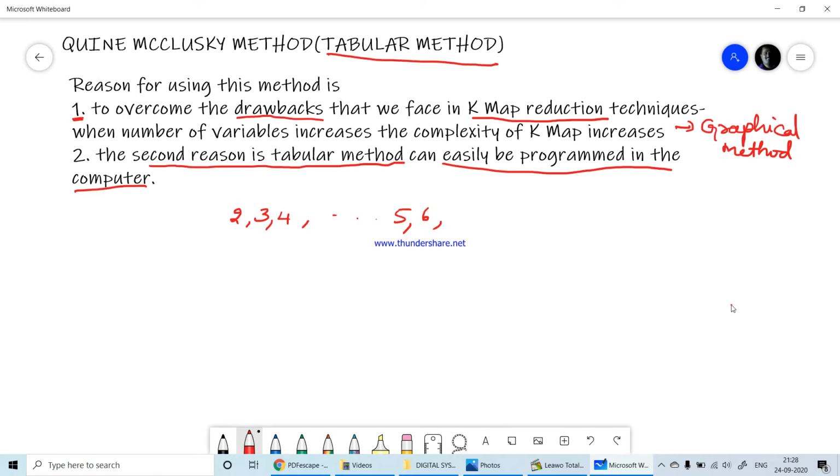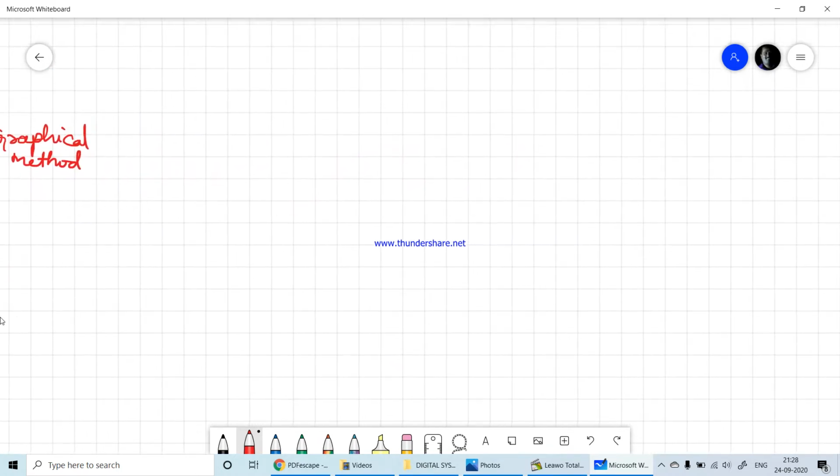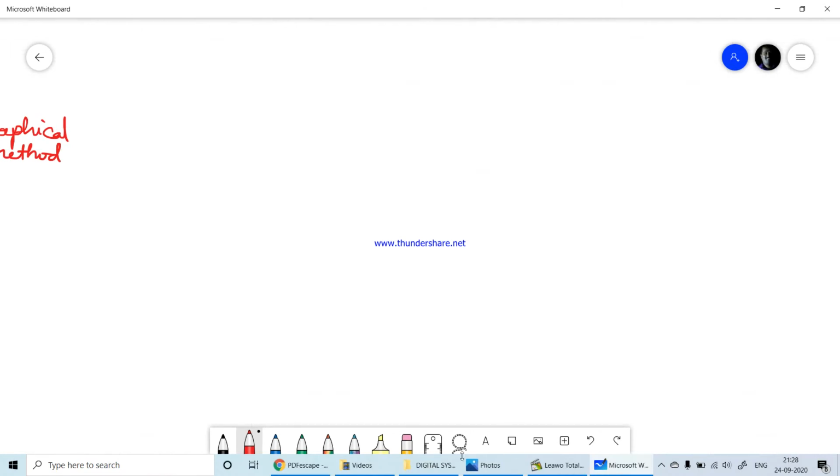Now we'll look into a problem. Let us solve it and see how we get the same answer using K-map. First we'll solve it using the Quine-McCluskey method, then implement it using K-map. You'll come to know the benefit of the Quine-McCluskey method. So now we have the first problem.